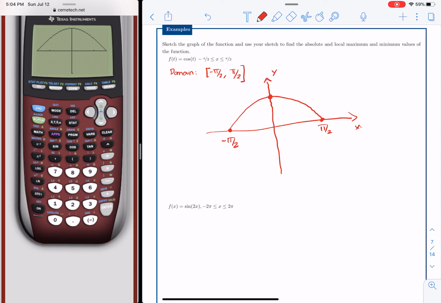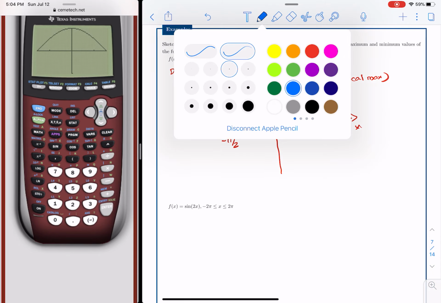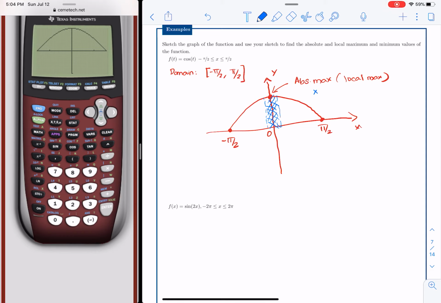So that point right here is the maximum of all points, and it is part of the domain. So that is the absolute maximum, and it is also a local maximum because we can draw an interval around that point on both sides, and the absolute maximum would be the largest on that interval. So it's a local maximum also, so at t equal to 0, f of t is cosine 0. Cosine 0 is 1.